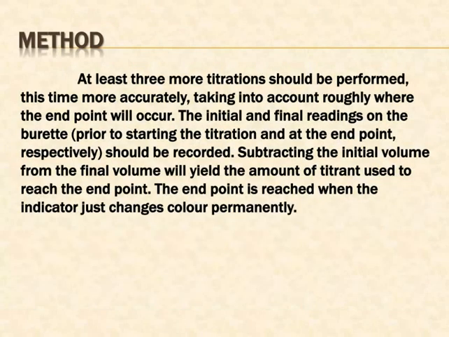So my friends, at least 3 more titrations should be performed, this time more accurately, taking into account roughly where the endpoint will occur. The initial reading on the burette prior to starting the titration, and the final reading at the endpoint, should be recorded. Subtracting the initial volume from the final volume will yield the amount of titrant used to reach the endpoint. The endpoint is reached when the indicator just changes color permanently.